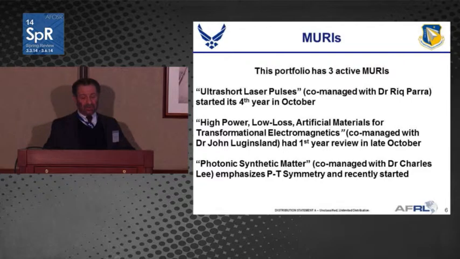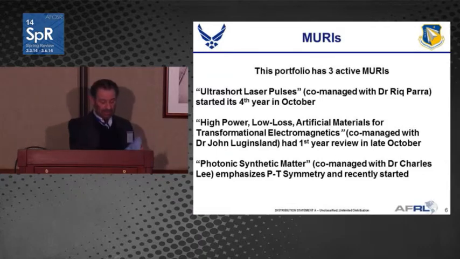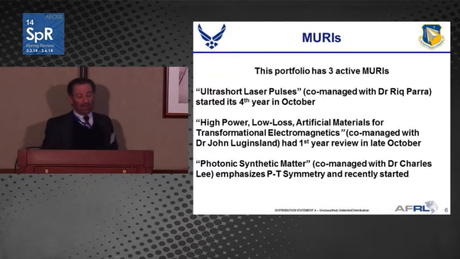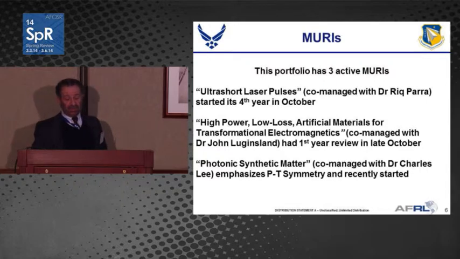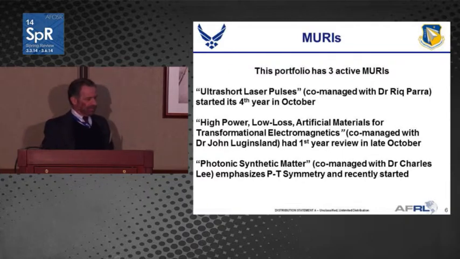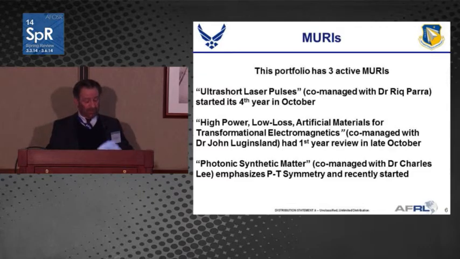So the 3 MURIs in my program. Ultra-short laser pulses, that's at the University of Arizona. It started its 4th year in October, although it didn't get its money until about a week ago. High power, low loss artificial materials for transformational electromagnetics, which I co-manage with John Lugensland, had its 1st year review here in town in October. That is an instance where there is an effort to exploit a certain kind of version of that one-way slab stuff in terms of magnetics, whether these sort of metamaterials can be married to high-power microwave sources. I don't know if John's going to actually get it. Oh, you are? Good. Well, then I don't have to. And photonic synthetic matter is something I do with Charles Lee, and as I said, that emphasizes PT symmetry. Recently started, which I guess is either October or November, but that's just going.